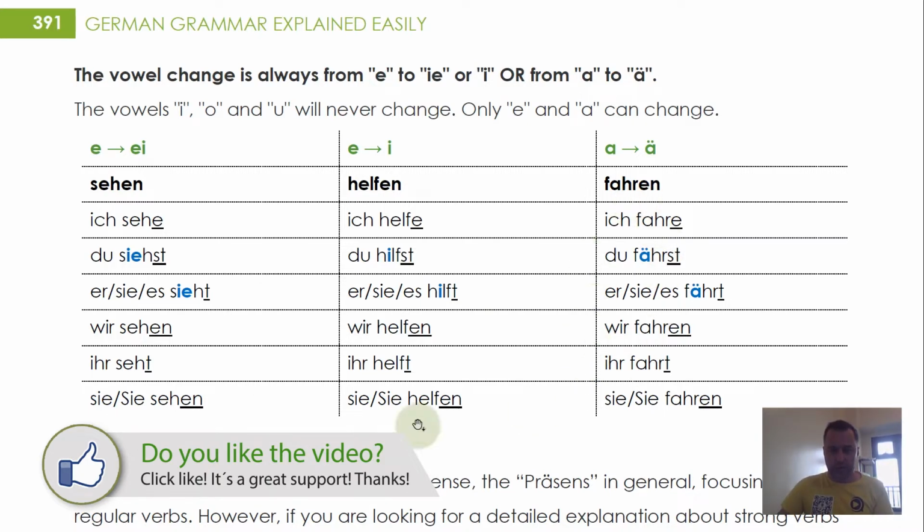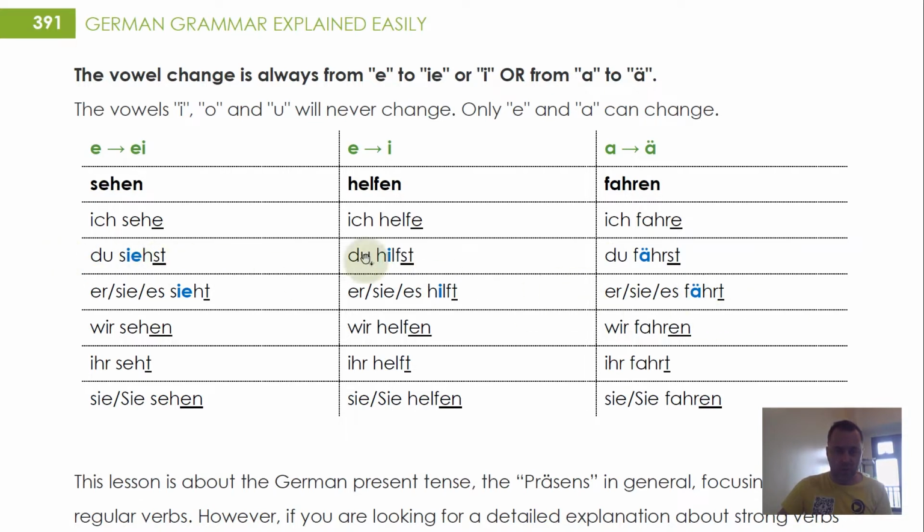It would take too long. You can see this here. The change is only in the second and third person singular. Sehen: du siehst, instead of du sehst. Sie, es sieht, instead of seht. So the E changed to an IE.